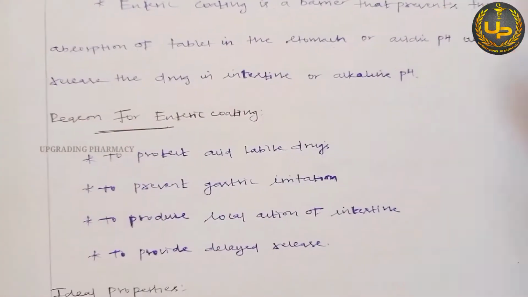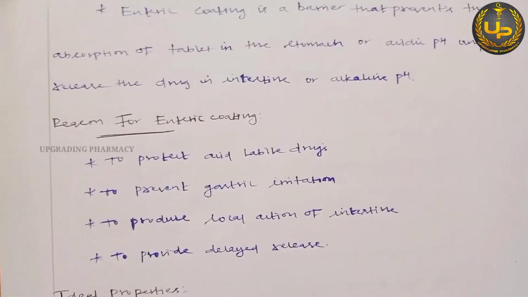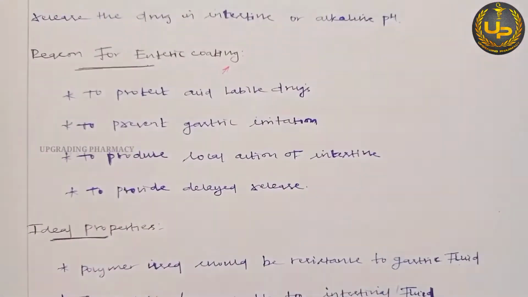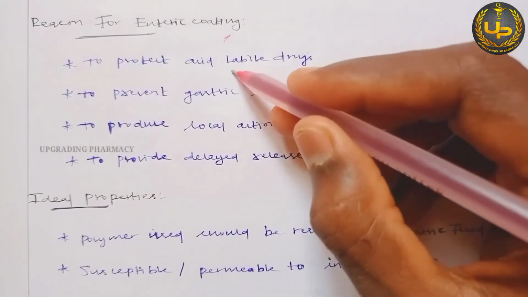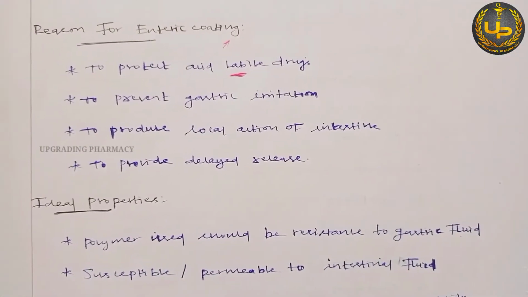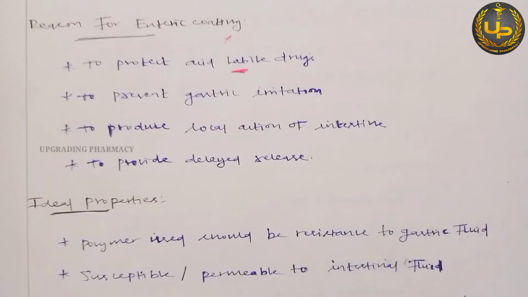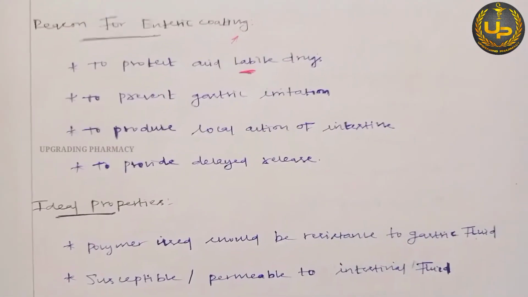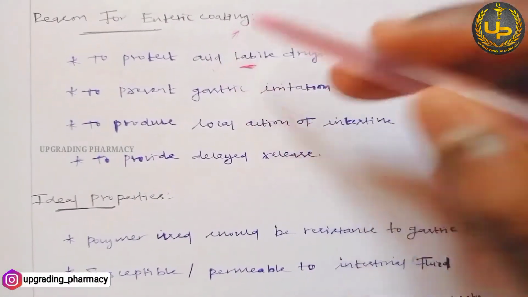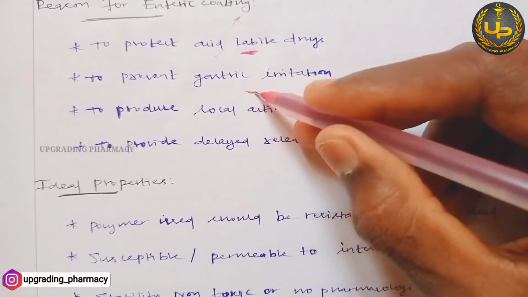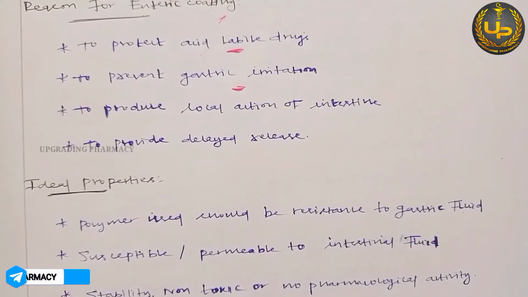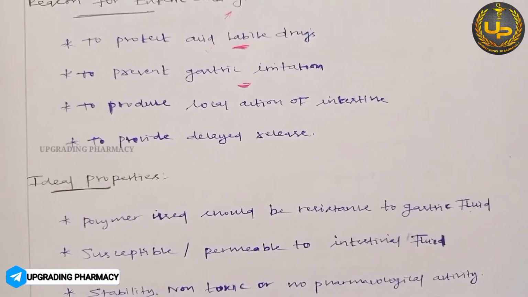Why do we go for enteric coating? Film coating is fine, so why go for this special coating? The main reason is to protect acid labile drugs. Drugs that are unstable or degraded in the acidic medium need enteric coating, which prevents their degradation in the acidic medium. Another reason is to prevent gastric irritation. When some drugs are released in the stomach they produce gastric irritation, so such drugs are released in the small intestine instead.